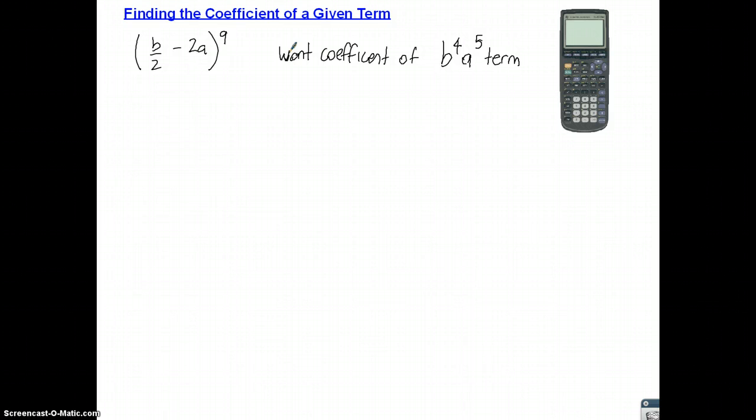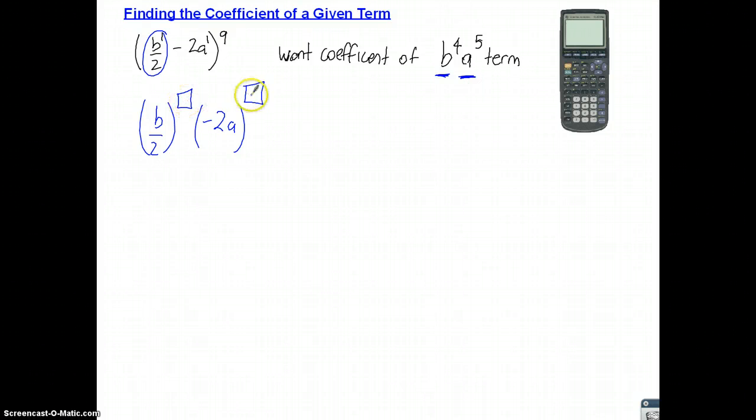Well, if we have a look at our terms, the first thing we notice is the b has only a power of 1 and the a has a power of 1. In fact, that makes our job a lot nicer to deal with. There's a couple of ways you can think about it. We need a b to the 4 here, so I need b over 2. What do I need to raise the power to, to get b to the 4? And similarly, I've got negative 2a that I need to raise to a power to get an a to the 5.